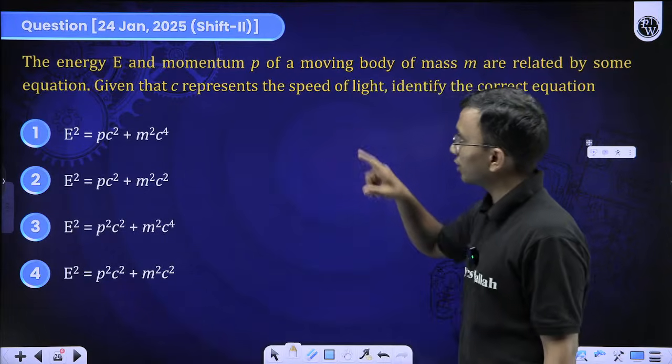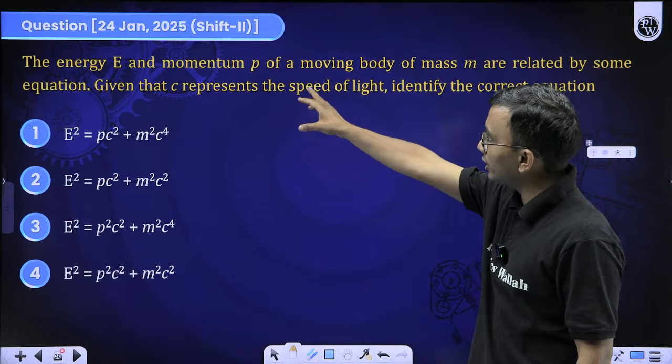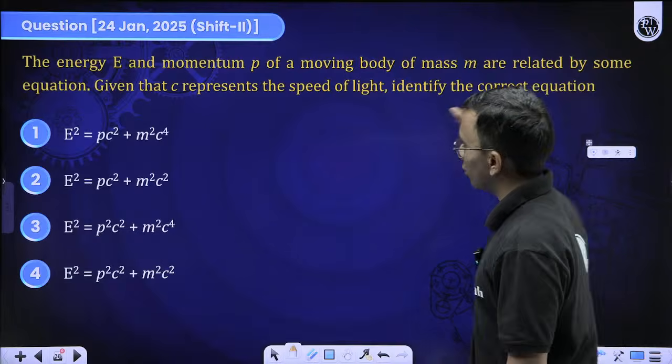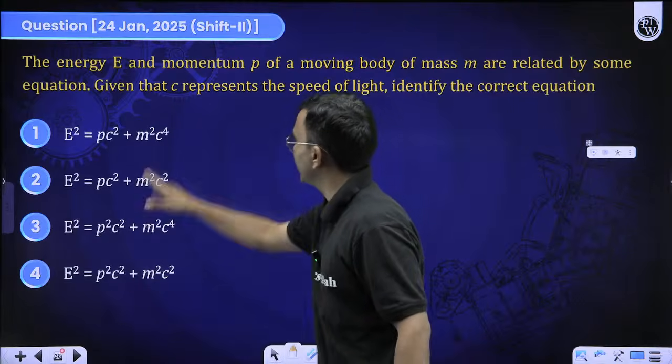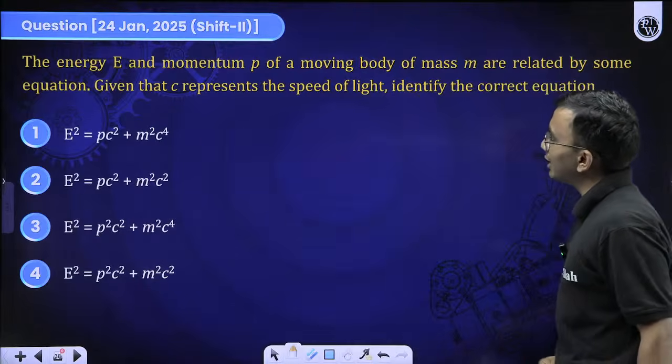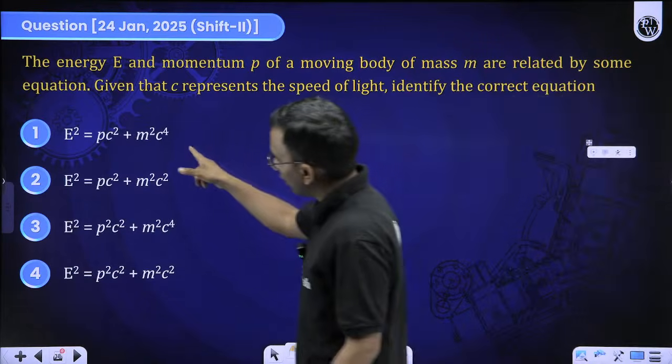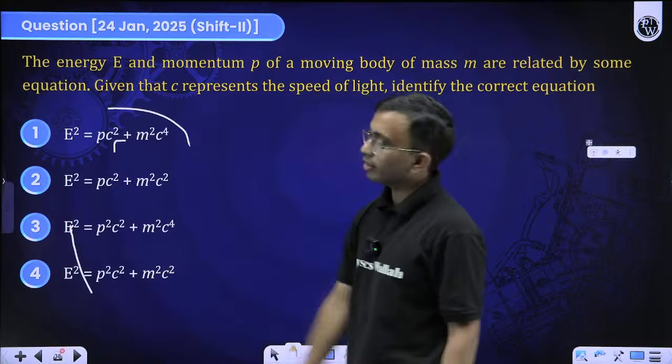Let us read this question. E represents energy, P represents momentum of a body of mass m. These are the equations that relate them. Given that c represents the speed of light, identify the correct equation. Now you have to see which relation is correct from here, that you have to check.